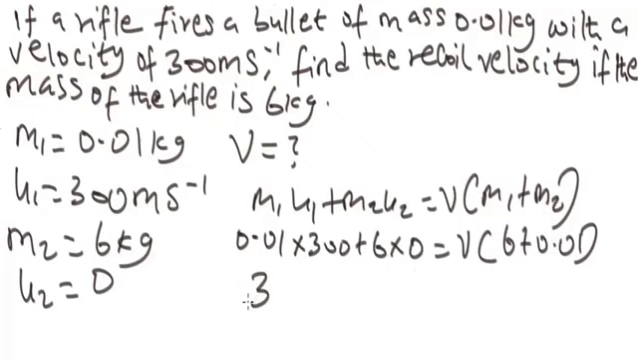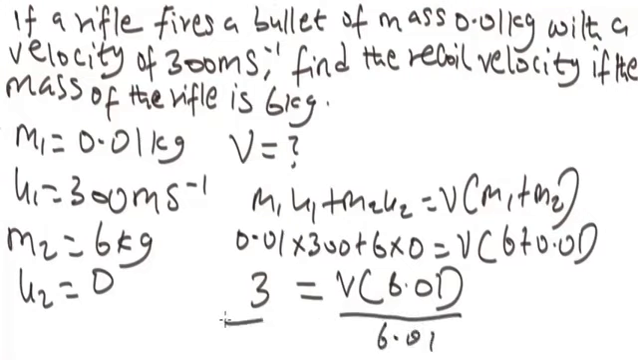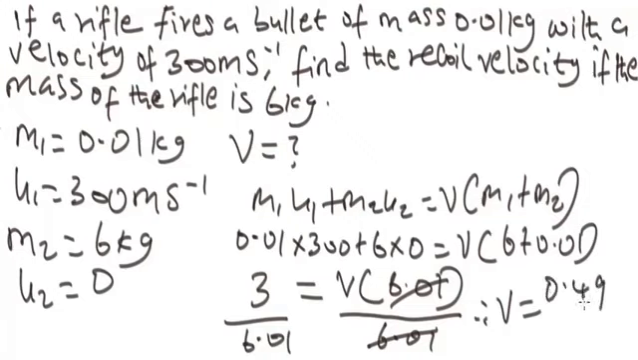We only have 3 on the left side of the equation. So when you simplify, v in brackets 6 plus 0.01 gives us 6.01. To make v the subject of the formula, divide both sides by 6.01. This will cancel this. Therefore, our final velocity v will be, let me punch this in my calculator, 3 divided by 6.01. I have it to be 0.49, which is approximately, if we are leaving it to 1 decimal place, 0.5 meters per second. This is one.